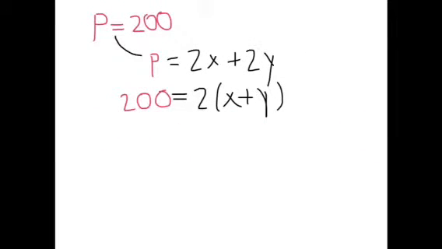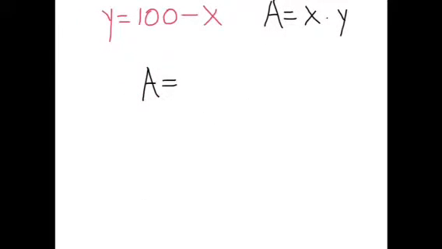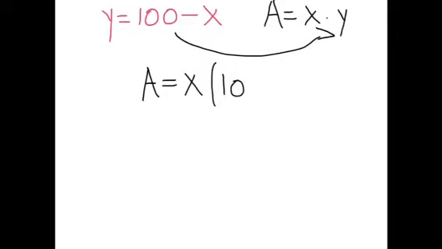Using this, we can isolate either variable in the perimeter equation. Let's do y. Now that we have y in terms of x, we can rewrite the area equation in terms of x. This gives us 100x minus x squared.